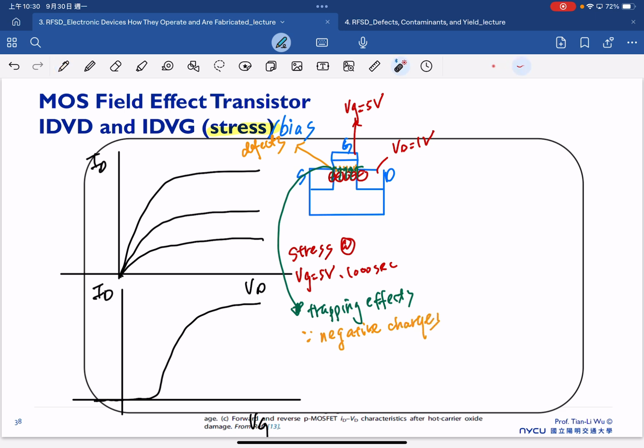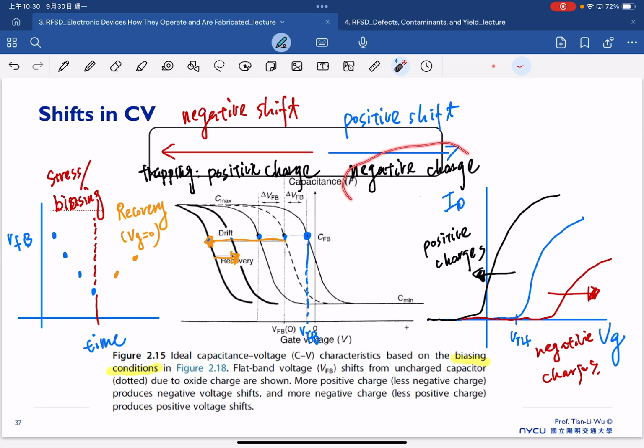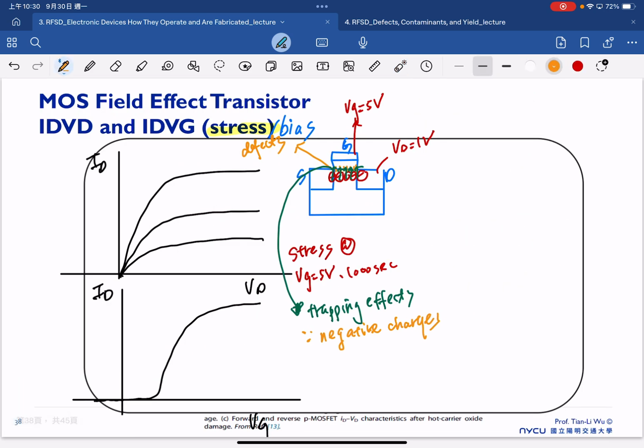So once we consider the negative charge, we can go back to the previous slide. Once we have a negative charge, we can foresee that every curve should be shifted to the right, because right now we have a negative charge here. So this negative charge and trapping effect can cause our threshold voltage shift. But not only the threshold voltage shift, also the current decrease.